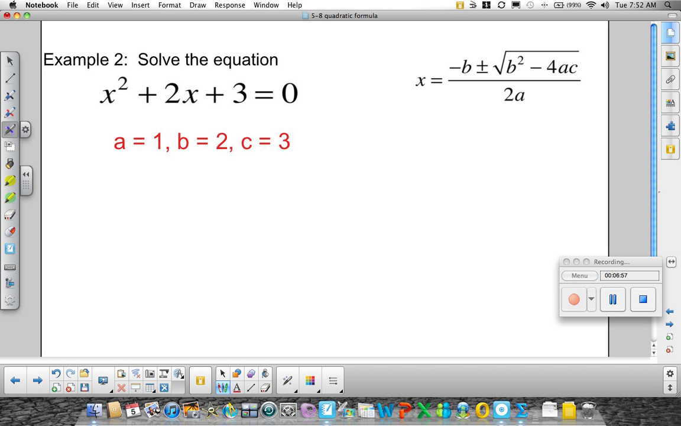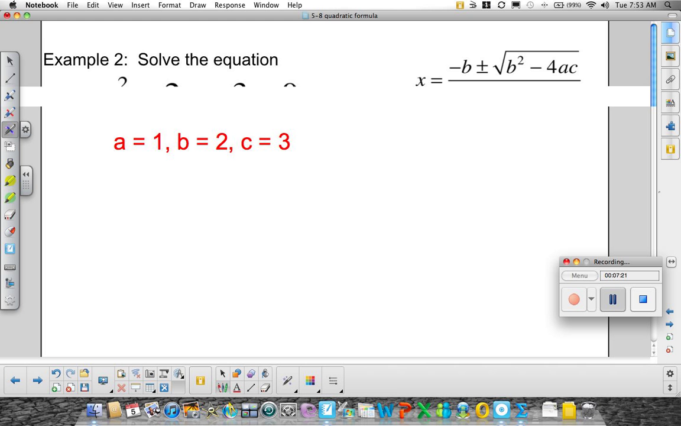So let's solve the equation. Oops, I think this should say example 3. Sorry about that. x squared plus 2x plus 3 is equal to 0. Again, you could try to factor this, but you're not going to find any nice factors that help you solve the equation. But the coefficient of x squared is 1, and we can see that the coefficient of x is 2, and the constant is 3. So let's go ahead and plug in those values, and we'll try to solve this.